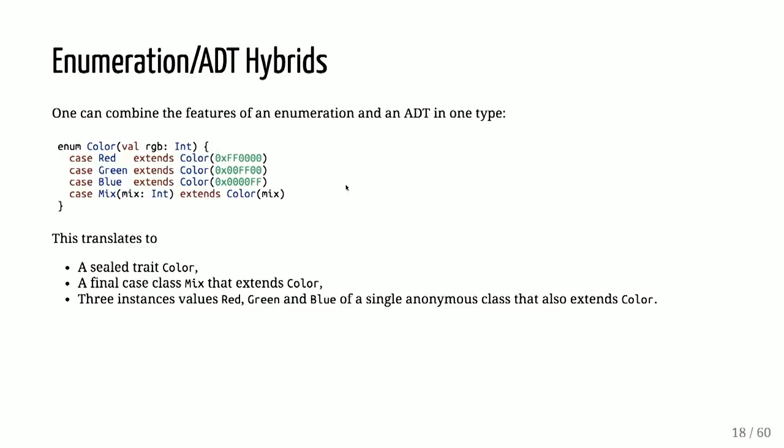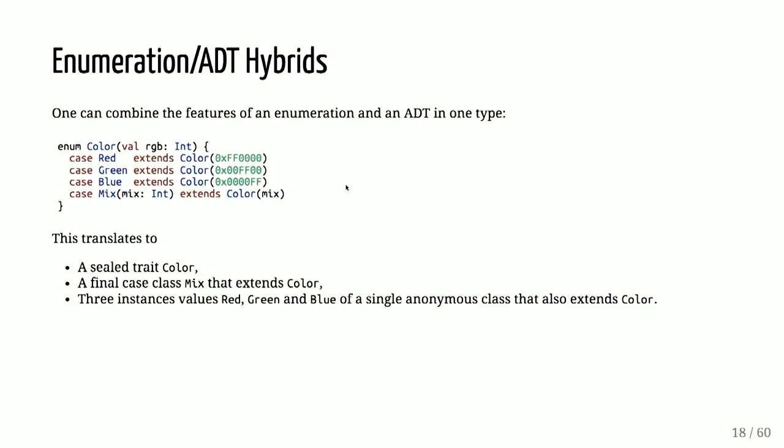So one interesting thing to look at is what would this translate to? What it would translate to is a sealed trait Color, of course, for the base class. Then for this one here, you would have a case class. And I should say for enums, all case classes that are generated are final. So no more of this business that you can inherit from case classes. Enum case classes are final. So that would be the Mix class that extends Color in the way it's indicated here. And then you would have three objects, three instances, red, green, and blue. They share a single anonymous class that also extends Color.